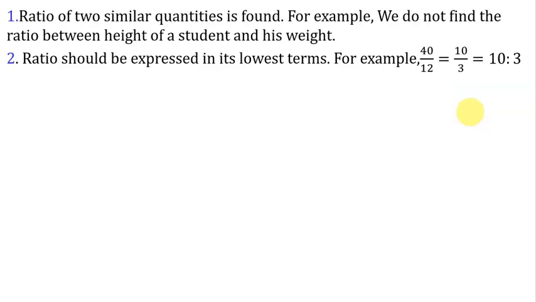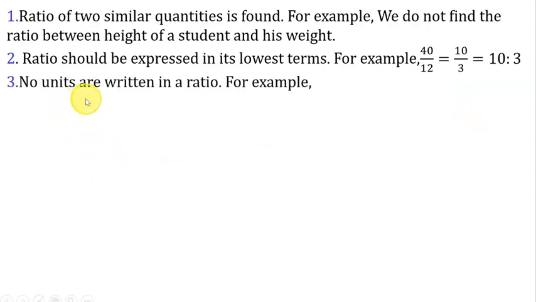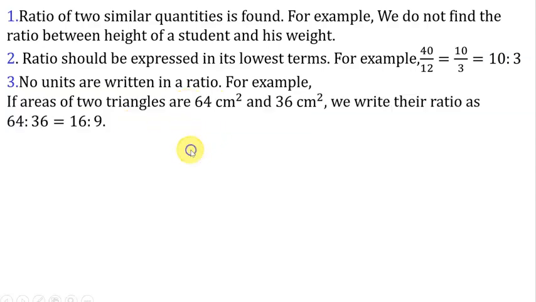Next, no units are written in a ratio. For example, if the areas of two triangles are 64 centimeter square and 36 centimeter square, we write their ratio as 64 : 36, which equals 16 : 9. Again, here we divide both numbers by 4, and then we get 16 : 9.